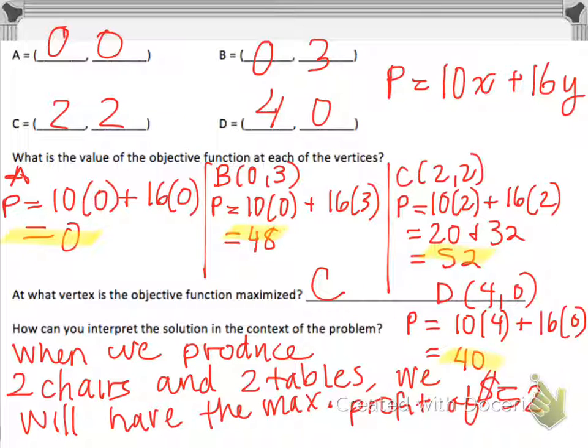So we're going to be practicing doing an application problem in class. So hopefully this will kind of make more sense as you begin to apply this.